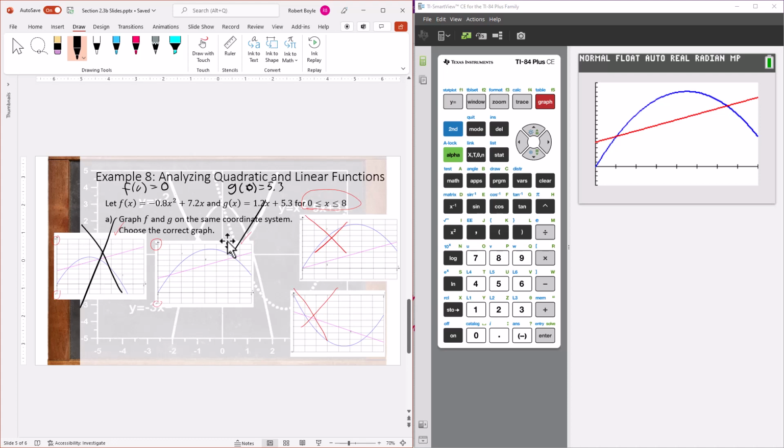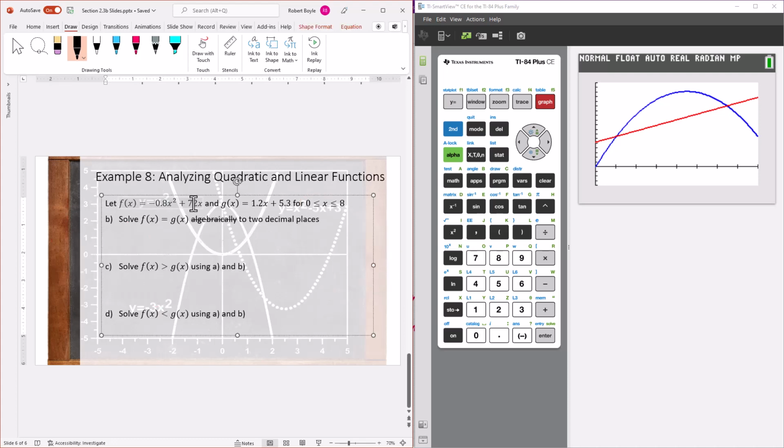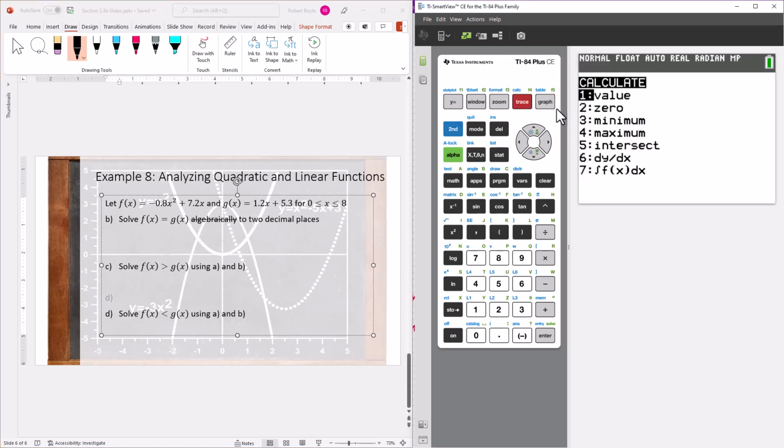Well, that should be 7.2. There we go. How do we do that? Well, basically, the solution to these two equations are where these lines intersect. And notice they intersect at 2 points. And that's what we're looking for. So what we want to do is we want to go to second, calc, intersect.